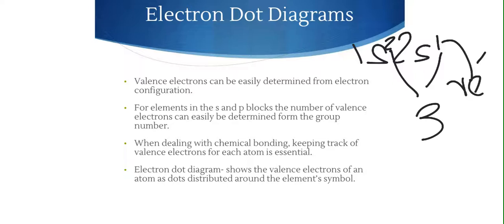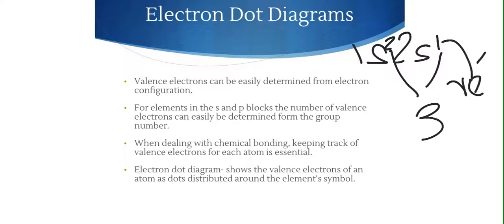You add the last number, you get the number of valence electrons. Again, this should all just be a review. Another reminder for elements in the S and P blocks, these are also known as the representative elements. The number of valence electrons can be easily determined from the group number. So groups 1, 2, 13, 14, 15, 16, 17, and 18, those are the representative elements.